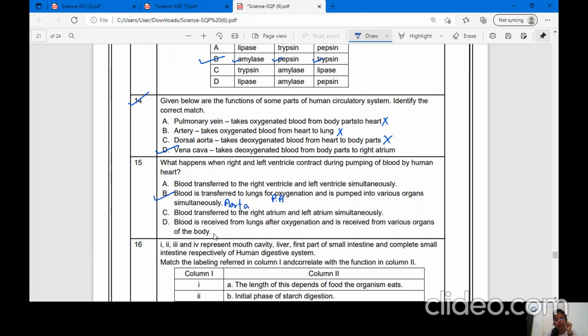So if you know the functioning of the heart, you can answer it. So this is also one of the easy questions.